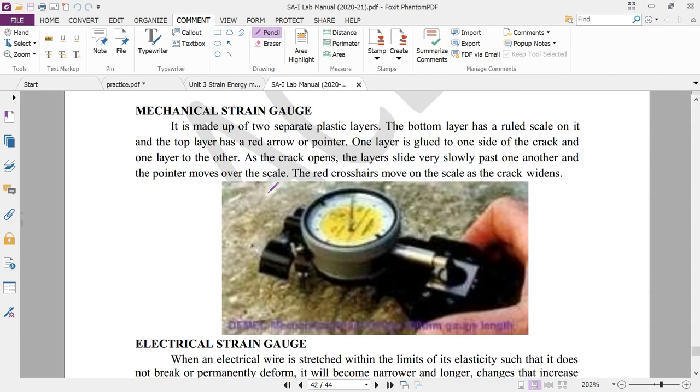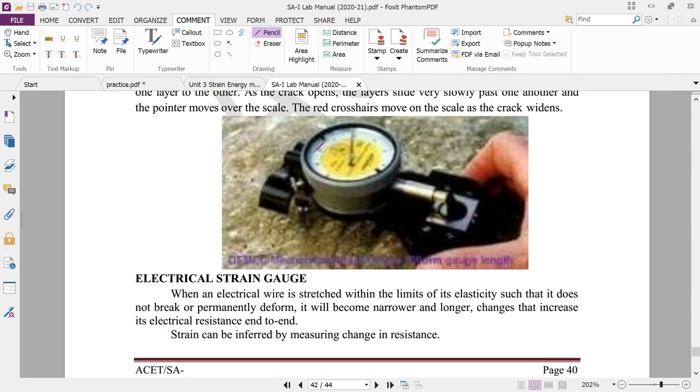Let us see the mechanical strain gauge. It is made up of two separate layers. The bottom layer has a ruled scale and the top layer has a red arrow pointer. One layer is glued to one side of the crack and the other layer to the other side. As the crack opens, the layers slide slowly past one another, and the pointer moves over the scale as the crack widens.